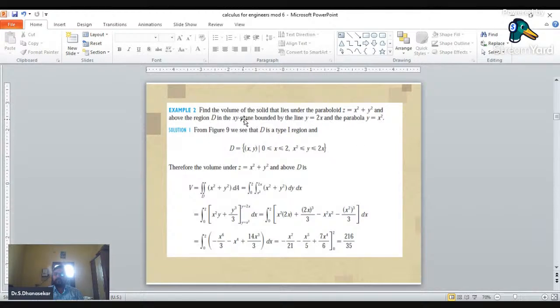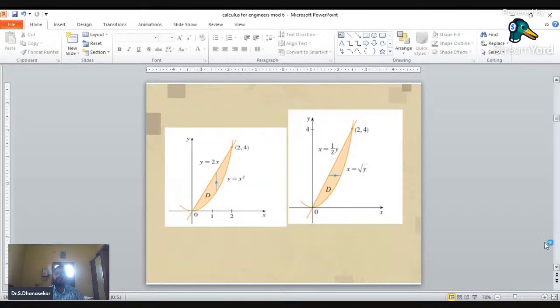In this example, find the volume of the solid that lies under the paraboloid z equal to x square plus y square and above the region capital T in the xy plane, bounded by the lines y equal to 2x and y equal to x square. Now, if you draw the surface, it is like this: y equal to x square and y equal to 2x line. If I sketch the region, it looks like this, y equal to x square and y equal to 2x.